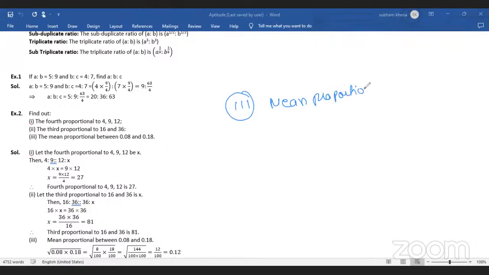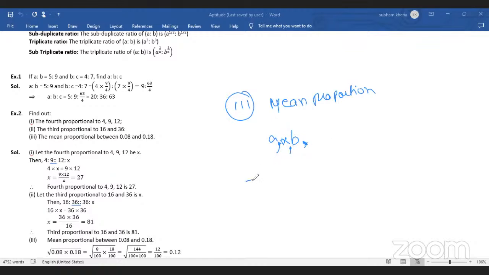Here also 2 numbers are given, A and B. Let the third number be x. But what is given here? Mean proportion. What does mean mean? In middle, in between. So you'll write a number in between these two numbers: a comma x comma b.